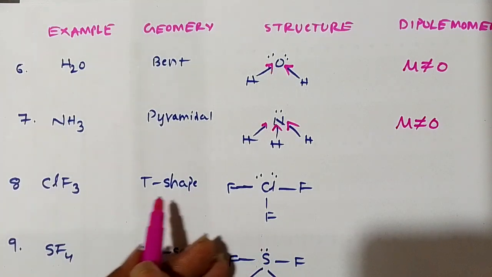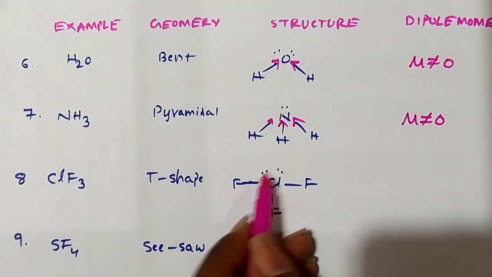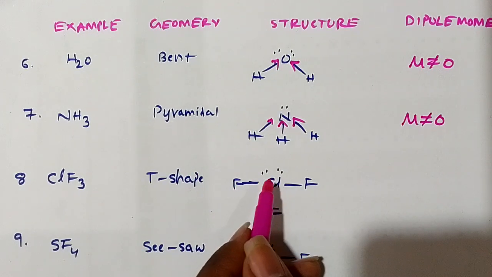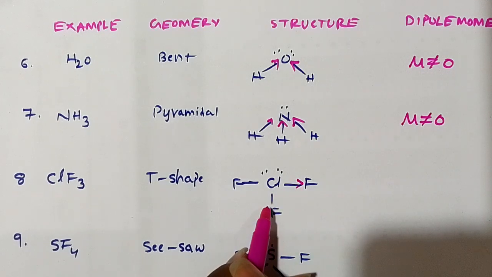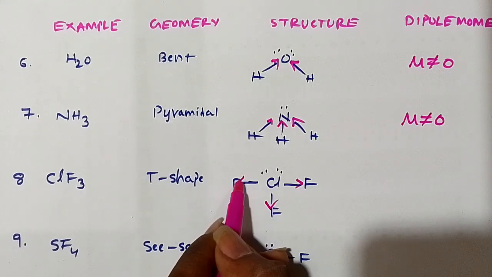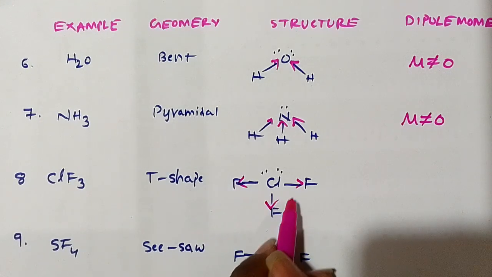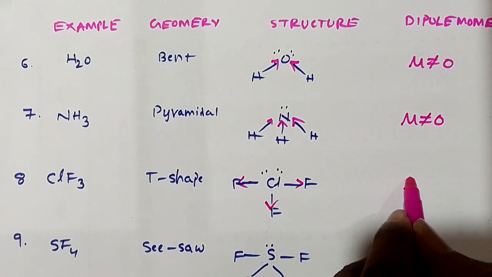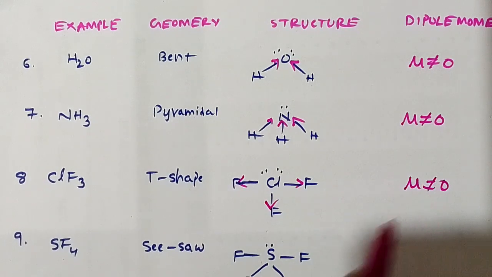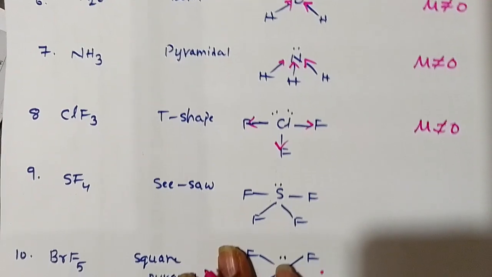ClF3 is T shape, and the structure is like this. It contains 3 bond pairs and 2 lone pairs. Fluorine is more electronegative compared to chlorine, so fluorine can attract the bonded electrons towards fluorine. Now the net force is not equal to 0. That's why it has some dipole moment, so the dipole moment is not equal to 0.